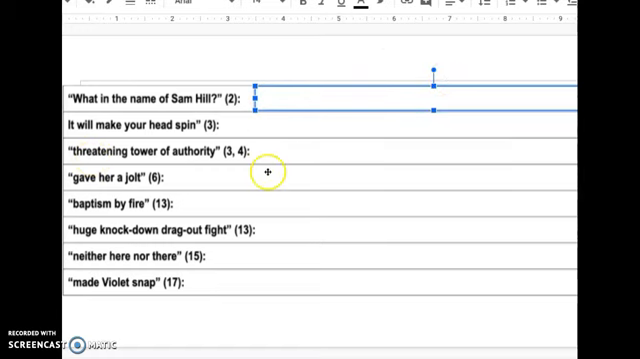What in the name of Sam Hill? The meaning of this figurative meaning is what in the world? Have you ever heard your mom say, what in the world is going on? Another way of saying that figurative language is what in the name of Sam Hill?